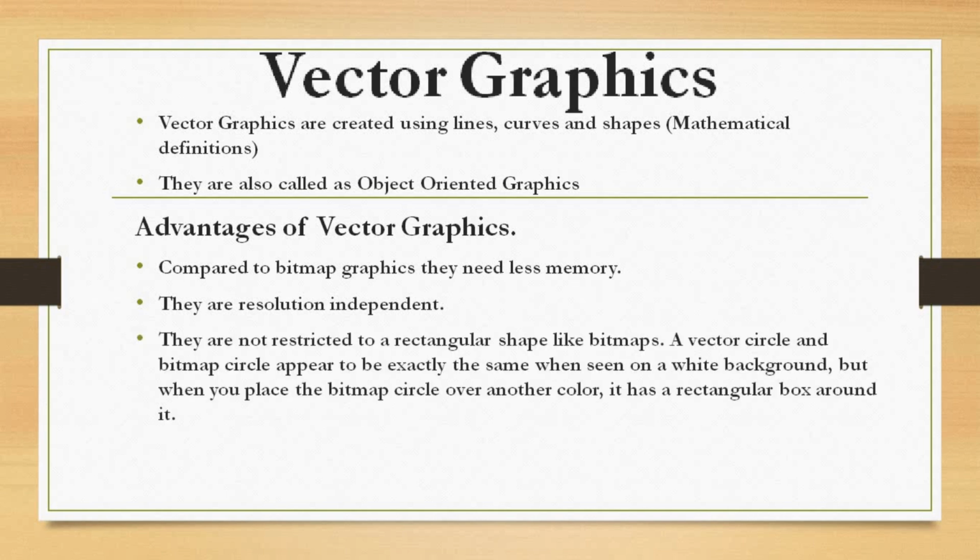Vector graphics are not restricted to a rectangle shape like bitmaps. Suppose you consider a vector circle and a bitmap circle. Both appear exactly the same when seen on a white background. But when you place a bitmap circle over another color, it has a rectangle box around it.